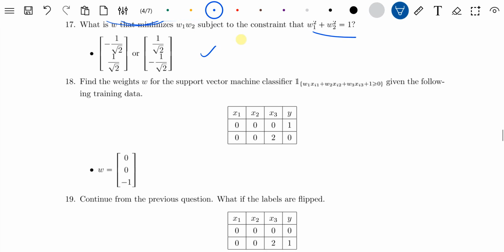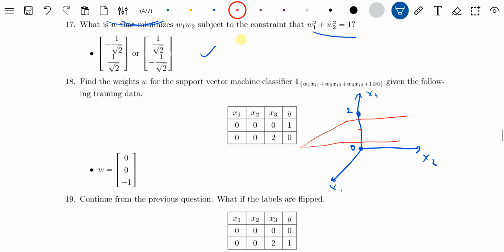The next one is an SVM question. So there are three dimensions, x1, x2, x3. The first two are not actually important because they're always 0. So the two points are these two points, 0 and 2. Of course, if you want to put a plane to separate this, the plane should be like this. It basically should pass through that point.